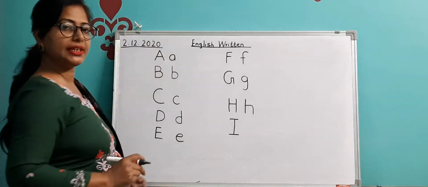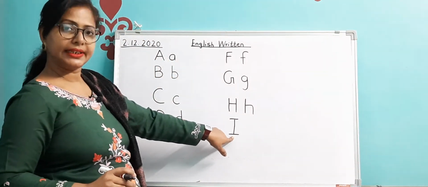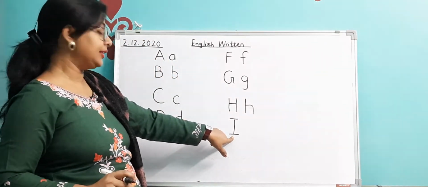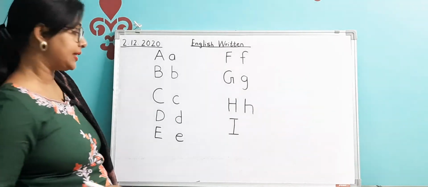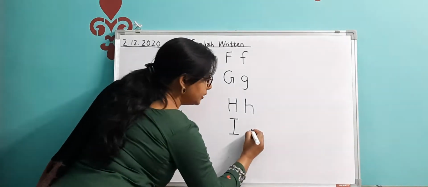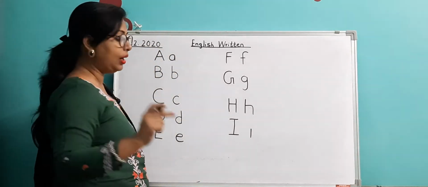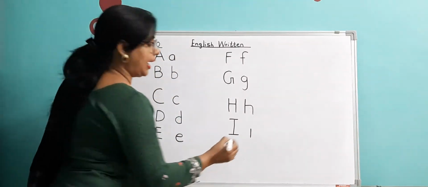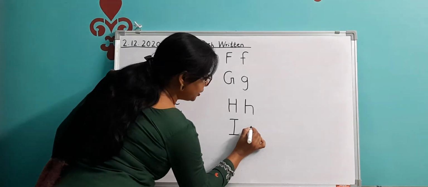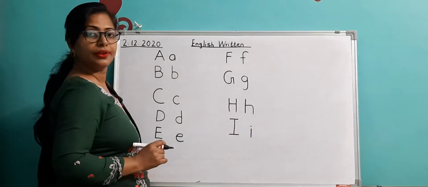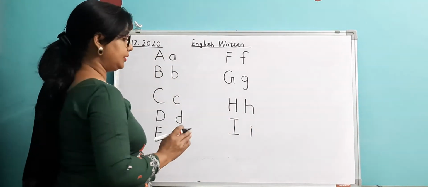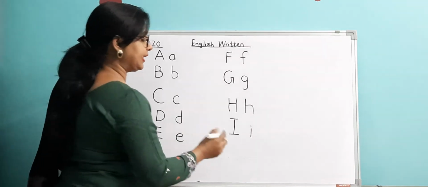Which alphabet is this? This is capital I, and small i, how do you write? That I am going to tell you. This is how you write small i. You make a small standing line and you have to put a small dot over here. Okay. This is very easy, very simple. Once again I'll draw.